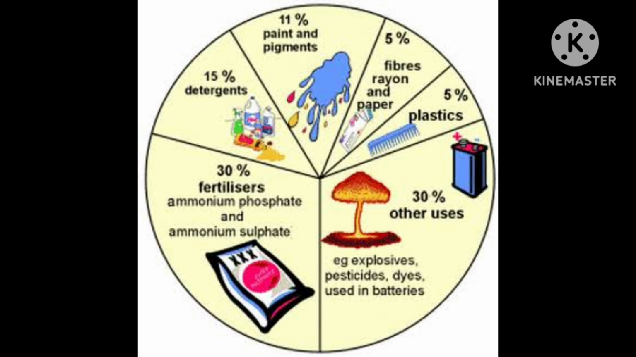For example, cleansing metals before enameling. For enameling, metal must be cleaned, and that is done using H2SO4. In electroplating also it is cleaned by H2SO4, and in galvanizing it is also used. Another very important use is in storage batteries. Motorcycles, cars, almost all vehicles use storage batteries, and in these H2SO4 is used.